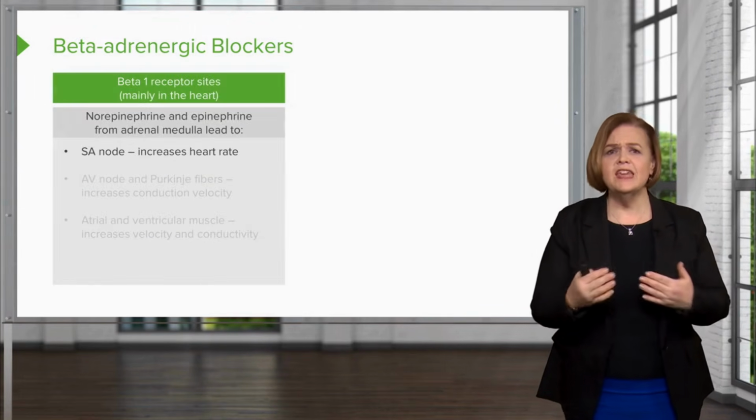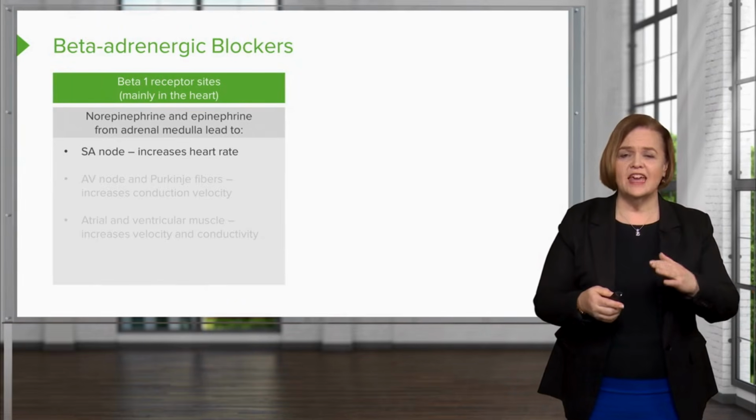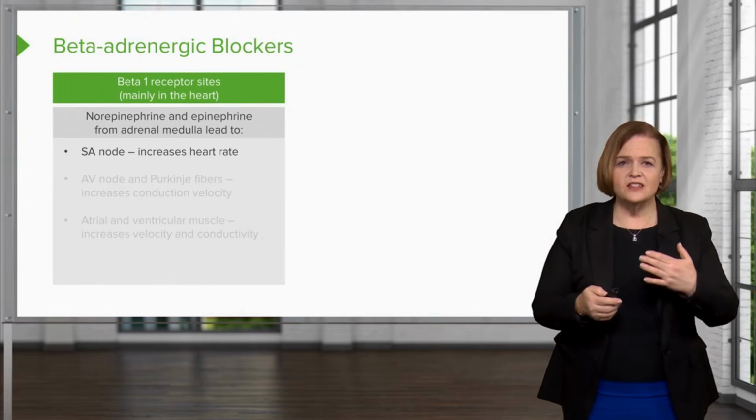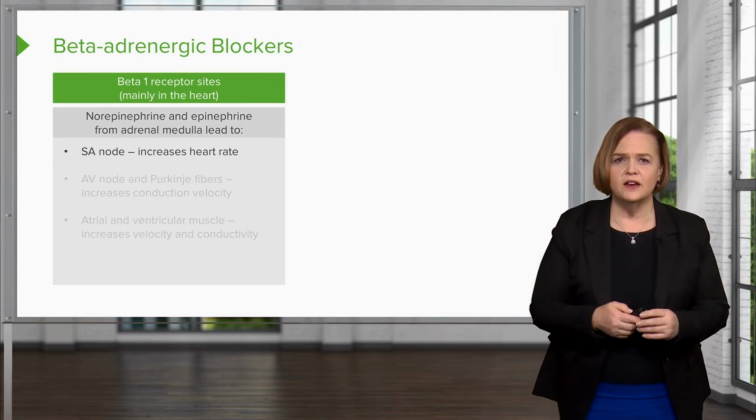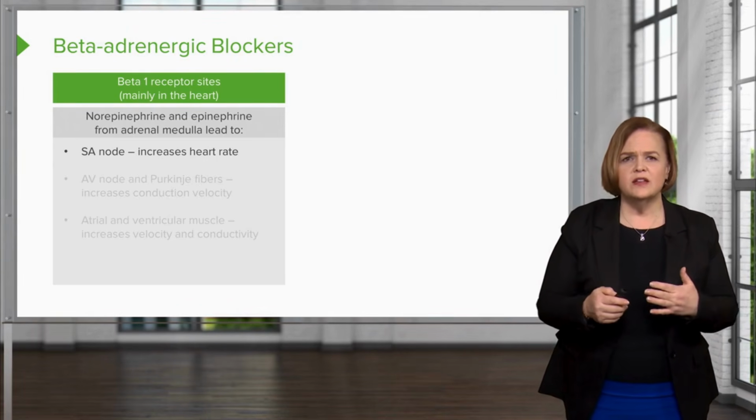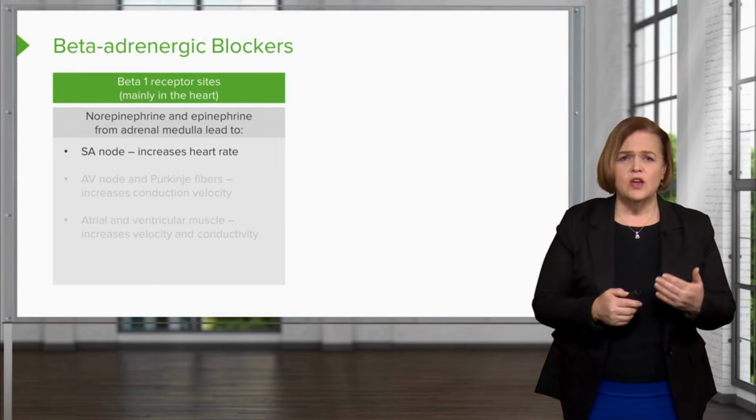Now, in case that didn't make sense, we'll go into that again. So don't worry if it's just starting to settle in your brain. I promise you we'll get there. See, beta-1 receptor sites are predominantly in the heart.